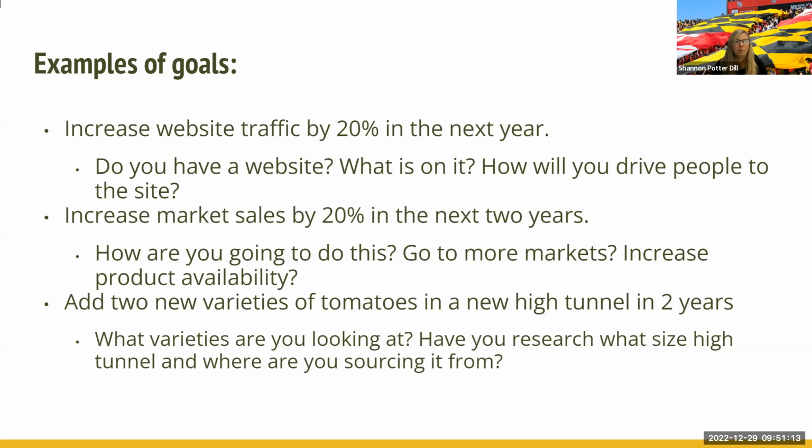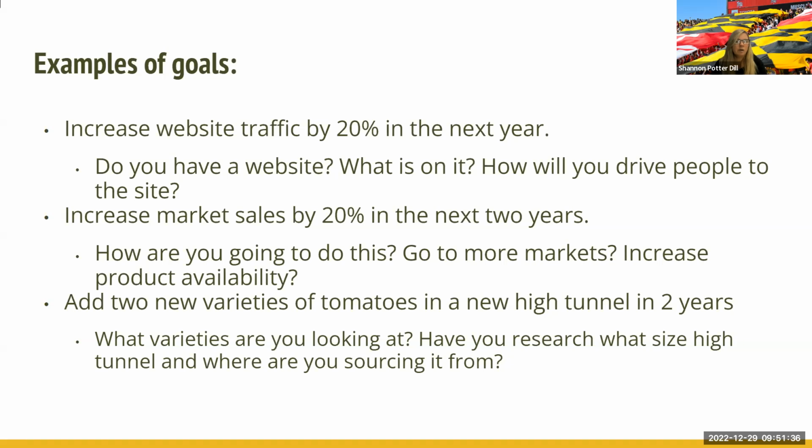So, okay, those are pretty specific. Okay, we know what we want to do. We've got some targets there. We've got some time frame. Then start thinking about those action items. Website traffic. Well, do you have a website? Is it up to date? What is on it? How would you drive people to it? For market sales, are you going to go to more markets? Are you going to increase the number of products available? How would you get that market sales increase?